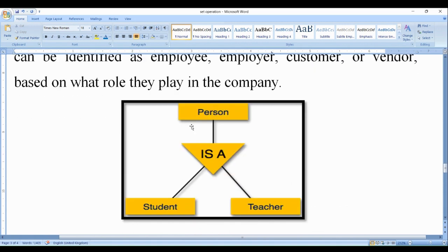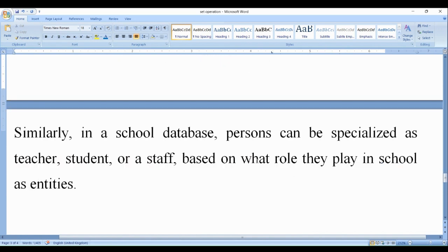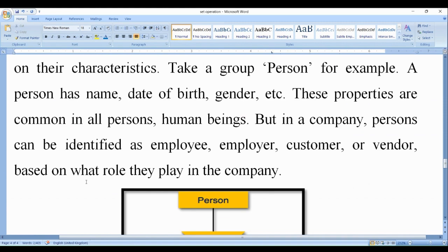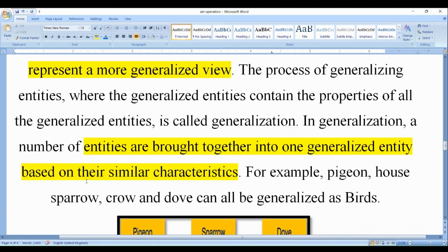For example, here I have taken one example. A person can be a student or a person can be a teacher. So if we consider a school database, again, in school there are many persons. A person can be a staff member, the peon, a student, or a teacher. So a person can be divided into different specialized entities. Dividing the entity into sub entities is called as what? Specialization. Clear? Understood the concept of generalization and specialization? I hope it is clear.